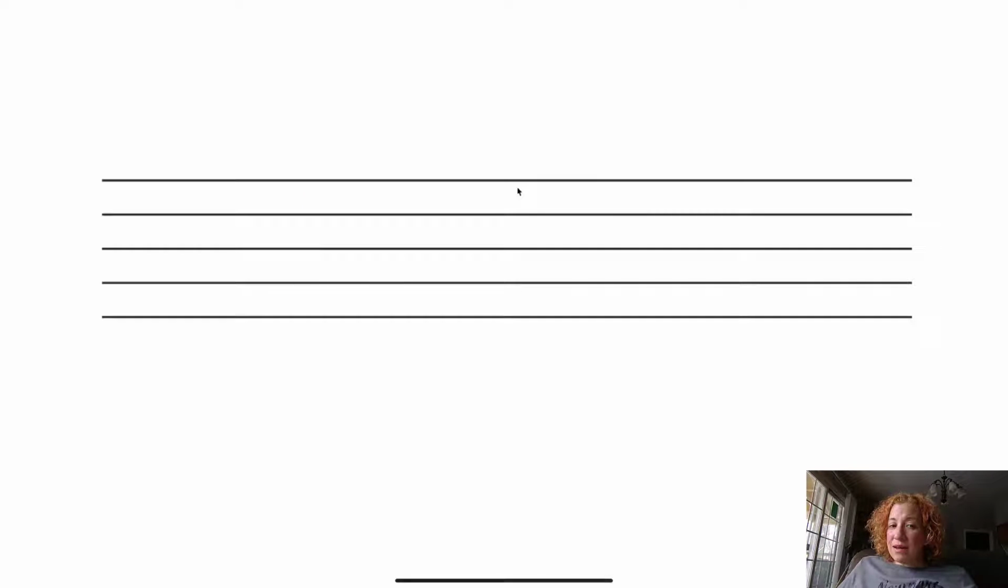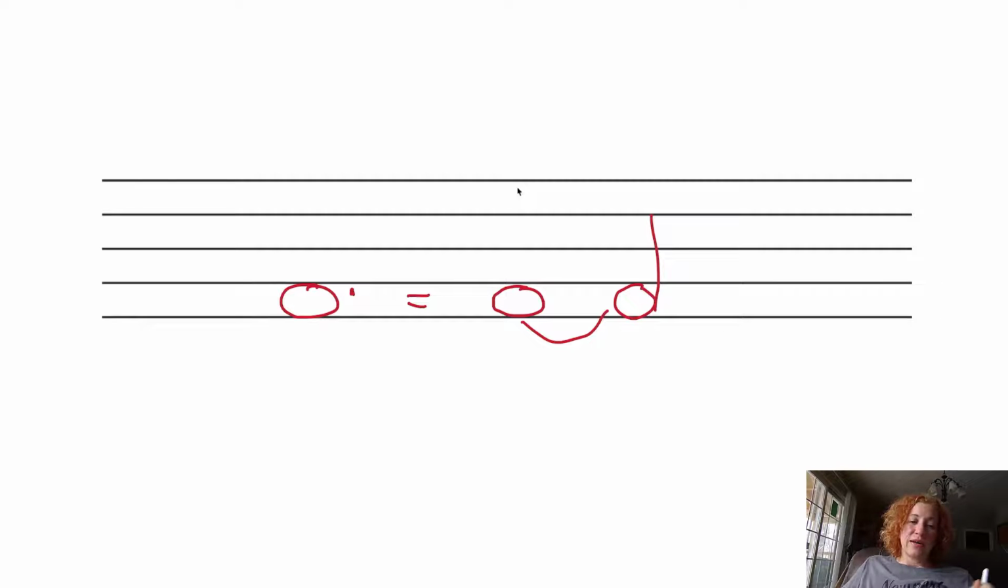A dotted whole note, which would be really long, is basically equal to a whole note tied to a half note. Whoops, good grief. My writing skills are not so great on the iPad. So if we look at these examples, what does the dot do? It basically adds half the value of the note onto the note, all right?